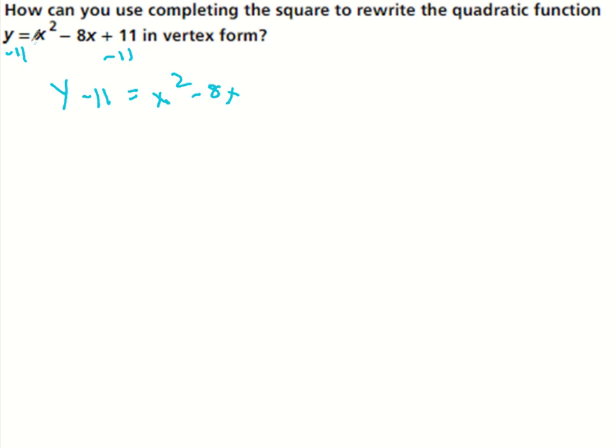So I'm keeping the y here because this is the original equation. I got to maintain that equality and keep this. And I'm subtracting 11 from both sides. Now I have to do my b over 2 squared, right? And that's going to be 8 over 2, which is 4, squared is 16. So I'm going to be adding 16 to both sides.